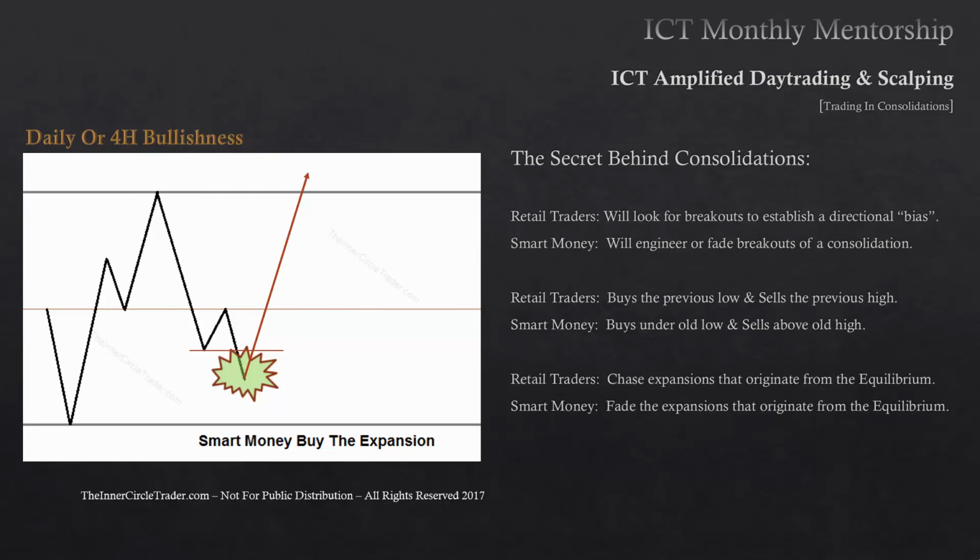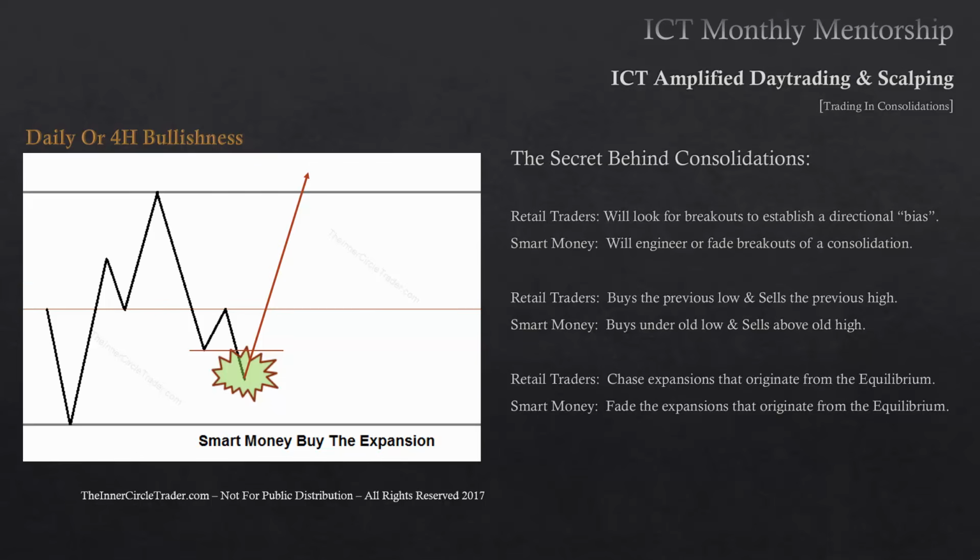We use our PD array matrix to determine what those levels are that price is reaching for, basically, and that's our directional bias. So if we see that directional bias arrived at from a daily chart or a 4-hour chart, we have higher time frame directional bias on our side. Then with any consolidation, we know what side we need to be working on. Any short-term low that's violated below the equilibrium, we're going to look to go long on that if it's bullish on the daily or 4-hour.